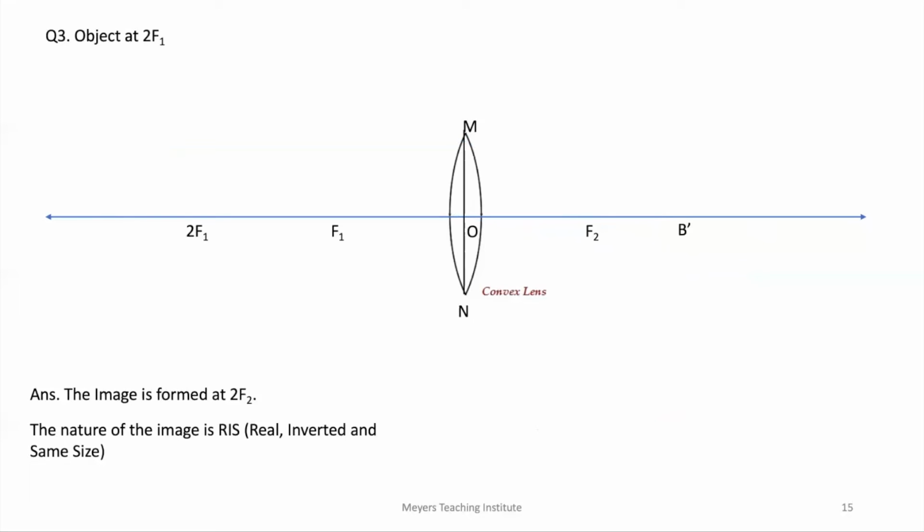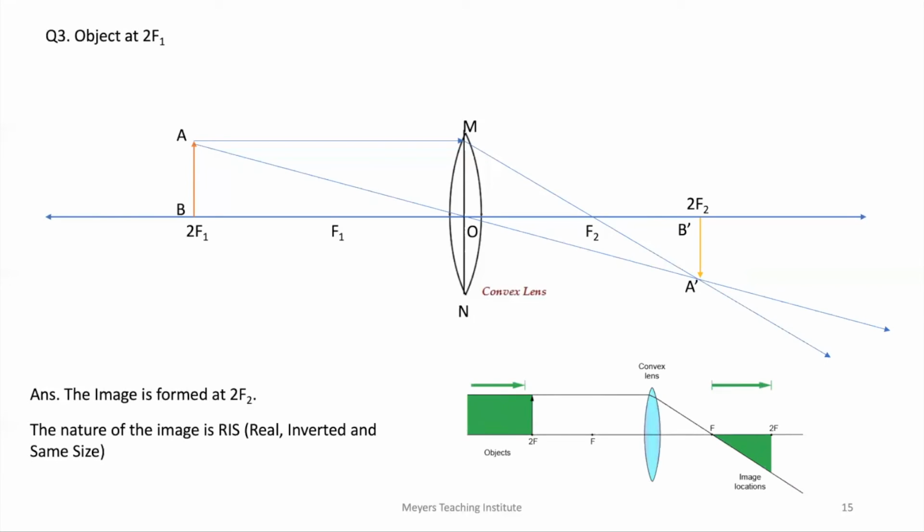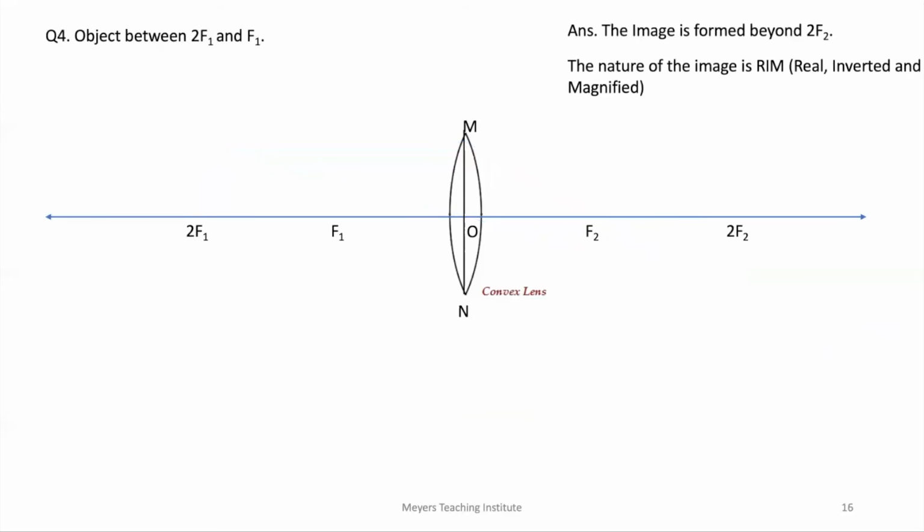If the object is at 2F1, here we have the first ray going straight parallel to the principal axis, passes through the focus F2 after refraction from the lens, and the other ray passes straight through the optical center. Where the two lines meet, we will get at point 2F2 A dash and B dash, which will be our image of the same size. Real, inverted, and same size. This is how it visualizes. Real, inverted, same sized.